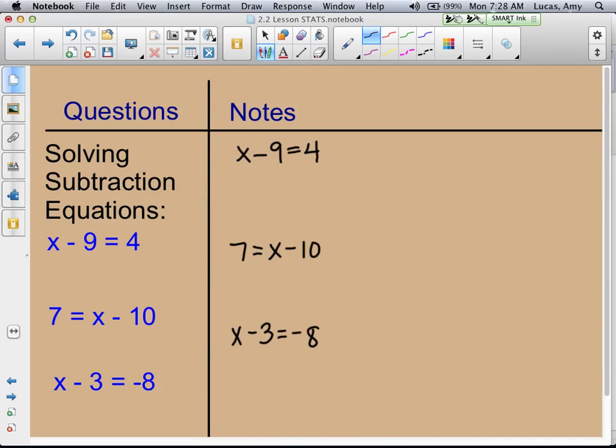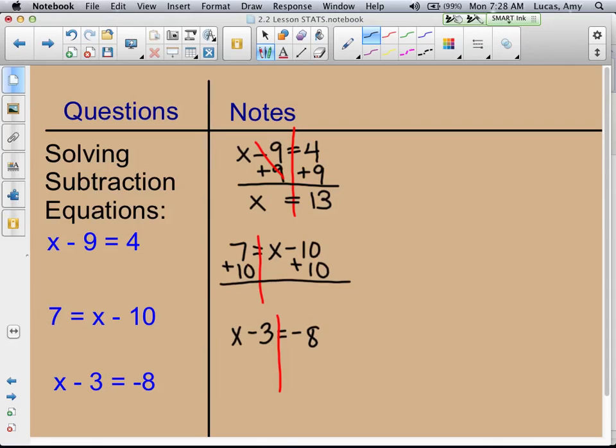Now I'm going to go back to that first method because I'm an up and down kind of solving person. Put a line through my train tracks. So, x minus 9, the inverse of subtracting 9 is adding 9. So, x equals 13. The next one, I would have to add the 10, the inverse of subtracting 10. The 10s cancel out. X equals 17.